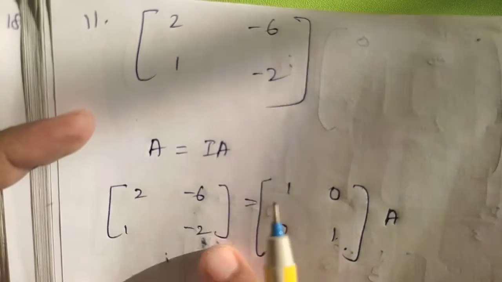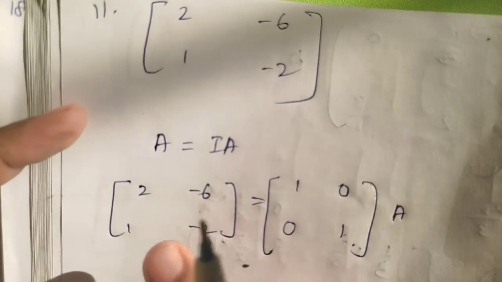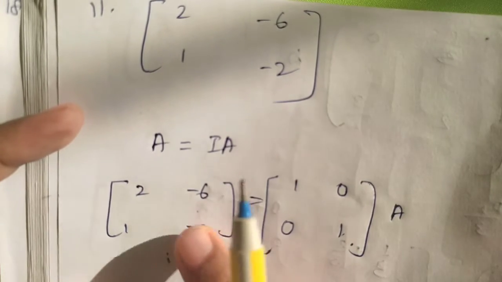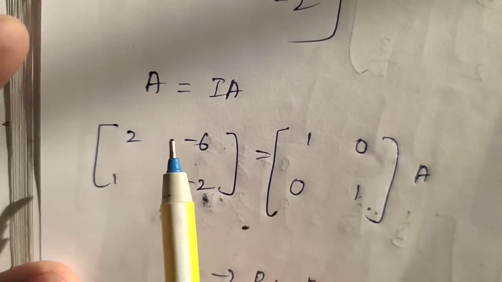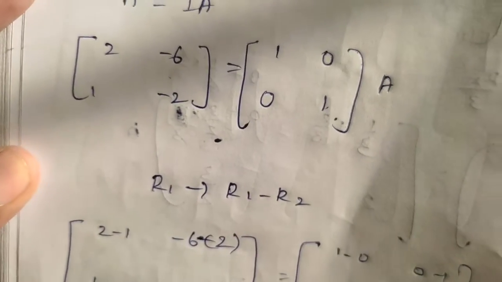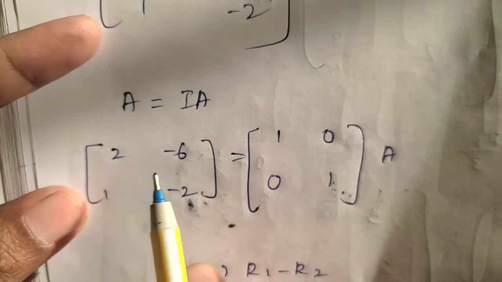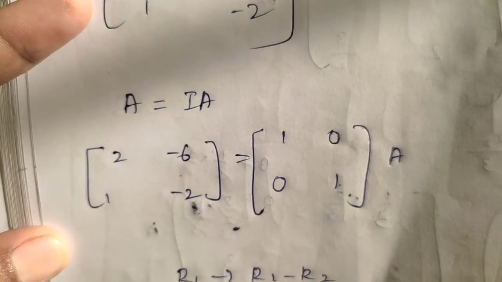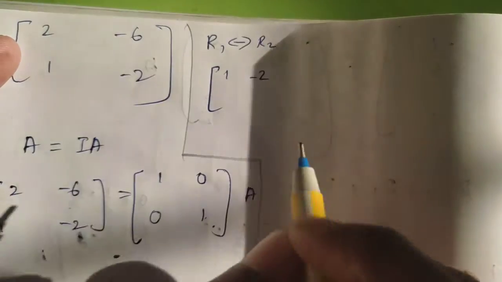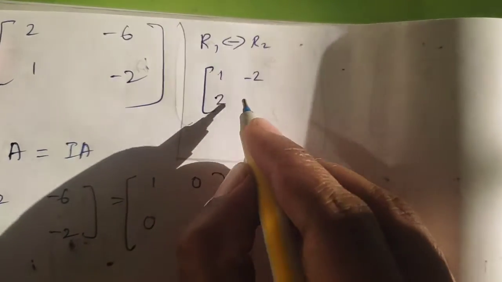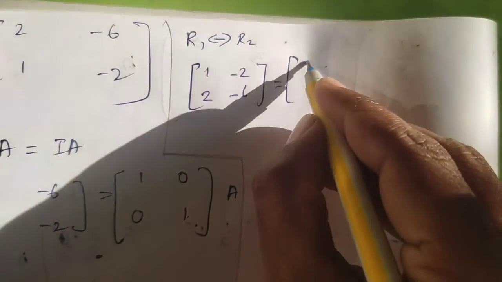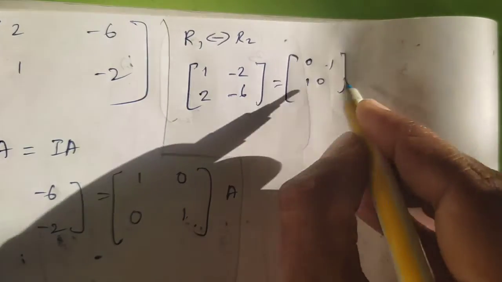So I'll just interchange the elements of R1 by R2 and R2 by R1. We can also do it by 2 minus 1, which will give you 1. Here they have followed that, but I am going to do it with my procedure. Just interchange the rows. On interchanging the rows, what happens? We get 1, 2, 2, minus 6, equal to 0, 1, 1, 0 into A, where here also you interchange the rows.